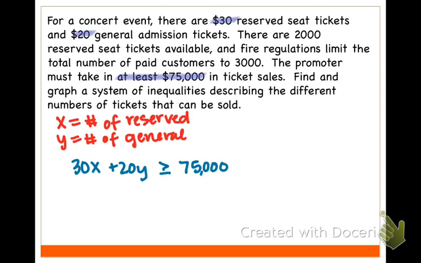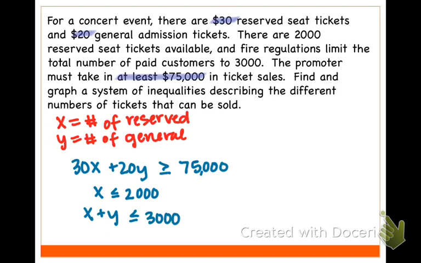My other inequalities, or my equations, because you can have equations in here with our inequalities, but we have that there are 2,000 reserved tickets available, which means that x cannot be larger than 2,000. I can sell all 2,000 of them, but I cannot sell more than 2,000. I can sell less, but I can't sell more. And then my last one says that the total number of tickets that we sell, my x plus y, has to be less than or equal to 3,000, because you can't have more than 3,000 people in the arena.